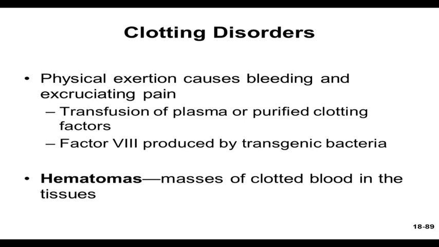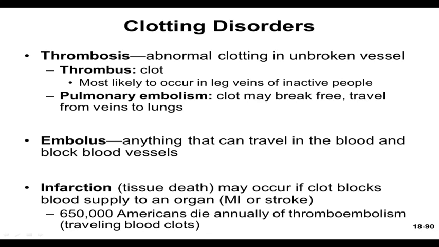Hematoma would be a large mass of clotted blood in the tissue. Think oma, usually a tumor or a mass. So hematoma would be a mass of blood. A thrombosis would be an abnormal clotting in an unbroken vessel. So a thrombus is a clot. This happens more often in the leg veins of inactive people. Remember that veins are under very little pressure, so it's very possible for blood to accumulate and to clot there.